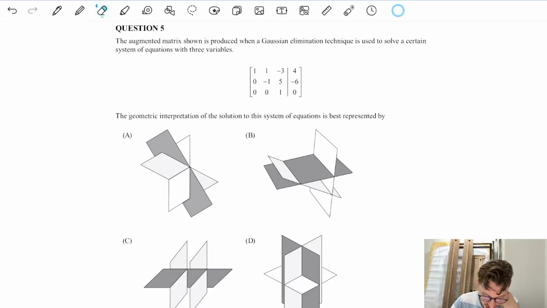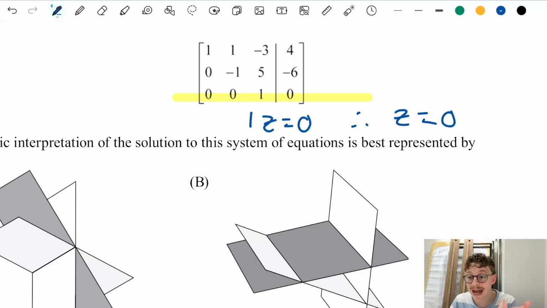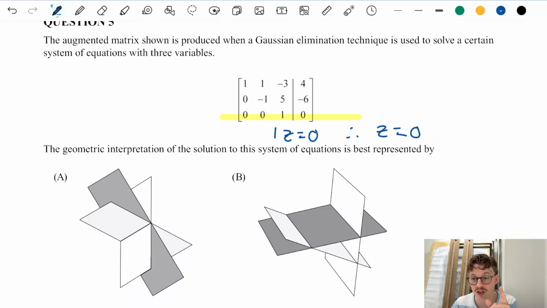Okay, so we really need to look at our final line. All our information really comes from the final line here. Now, what I can see is that I have 0, 0, 1, 0. If I translate this to something a bit more tangible, that means I have one lot of z equal to 0, so z equals 0 if I divide both sides by 1. So essentially I have a clear answer for a point of intersection of 0 for my z coordinate. I could then substitute that in here, and I get negative y plus 5z equal to negative 6. I know z equals 0, so I essentially wind up with y equals 6.